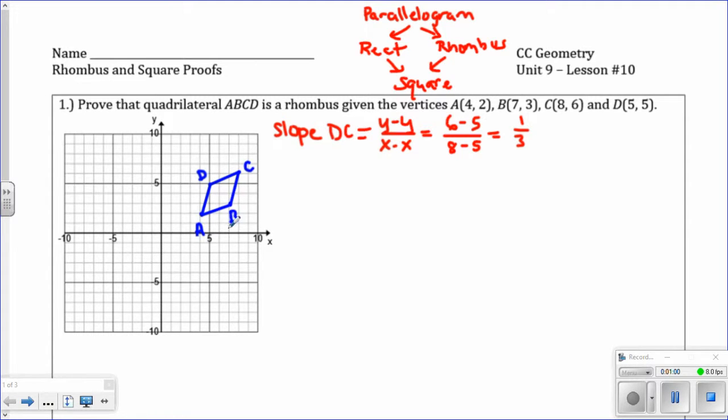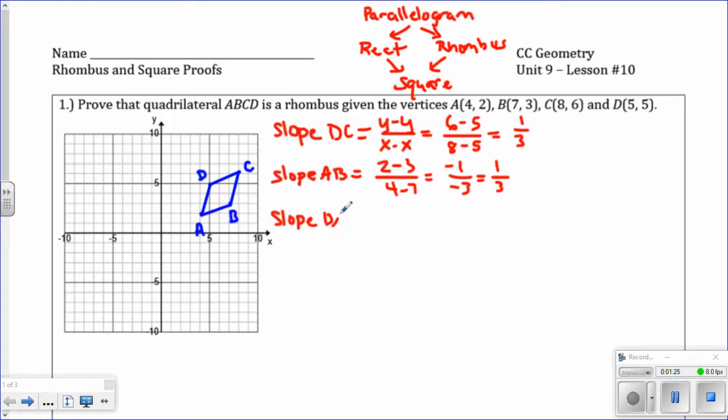Now let's see, DC should be the same as AB, so let me do that one next. So AB, okay, y minus y, so 2 minus 3, then x minus x, 4 minus 7. Top, we're going to have a -1, the bottom a -3, but a negative divided by a negative is positive 1/3, so you can see the opposite sides have the same slope so far. Now let's keep on going. You have to do all 4 sides.